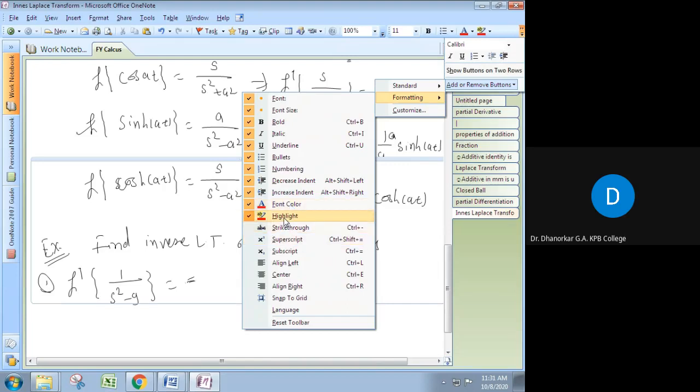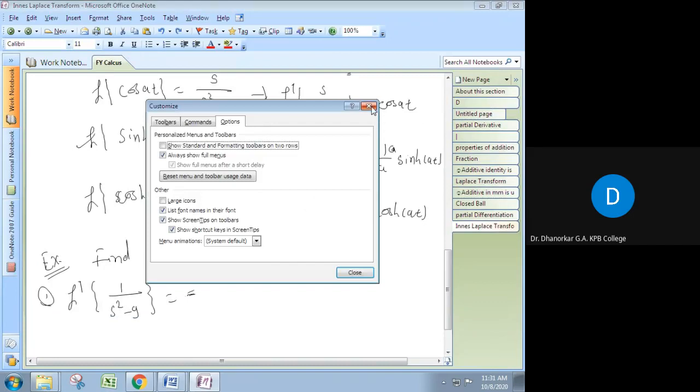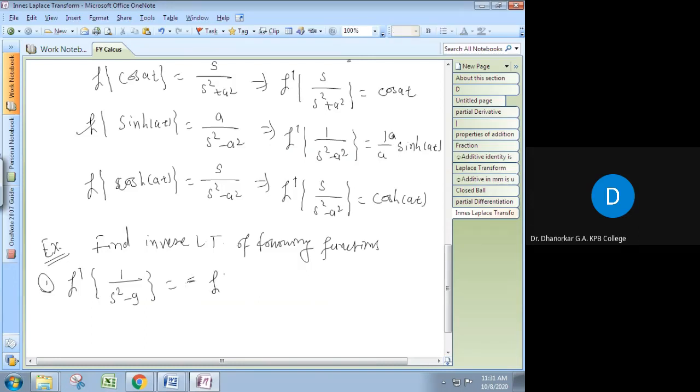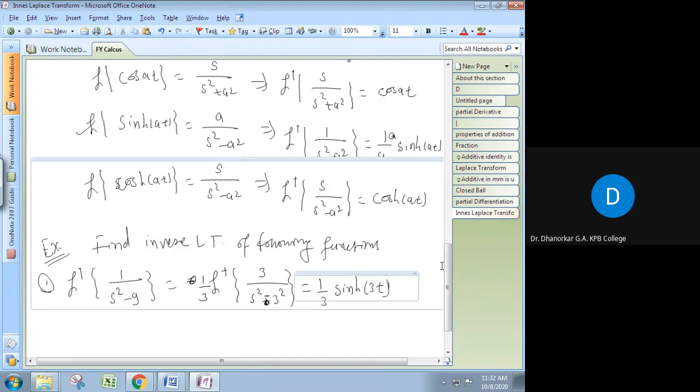Okay. What do we have to do here? We have to adjust, plus 3 square minus 3 square, and I will multiply by 3. Means I am adjusting here 3. And this is nothing but 1 by 3 into sine hyperbolic of 3t. This is the inverse Laplace.